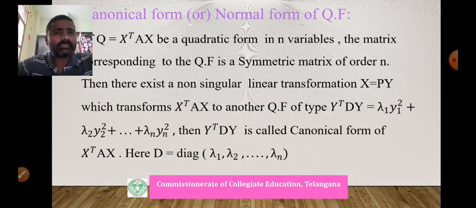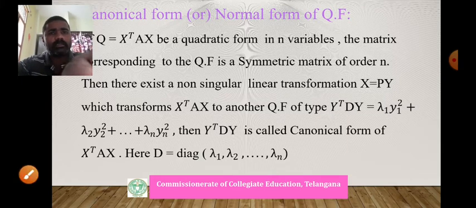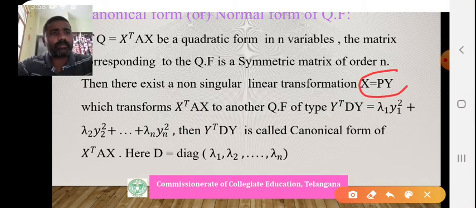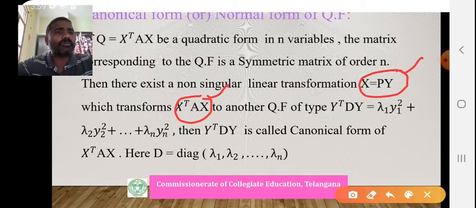Then there exists a non-singular linear transformation x equals Py, where P is a non-singular matrix, which transforms the original quadratic form x transpose Ax to another quadratic form y transpose Dy, that is equal to lambda 1 y1 square plus lambda 2 y2 square, and so on up to lambda n yn square.